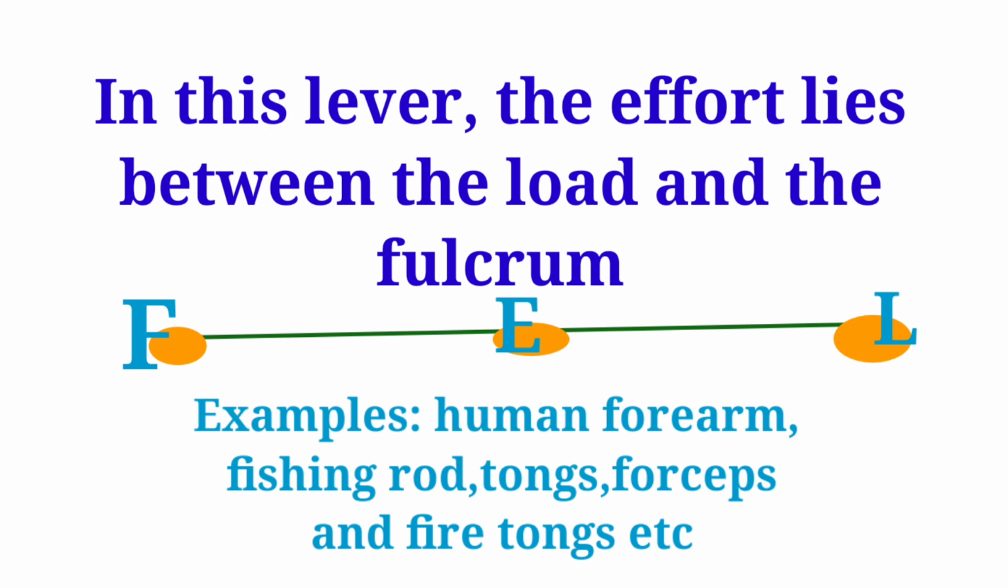Here the diagrammatical presentation of fulcrum, effort and load. Examples are human forearms, fishing rod, tongs, forceps and the fire tongs. These are the examples. Now we come to know about inclined plane.